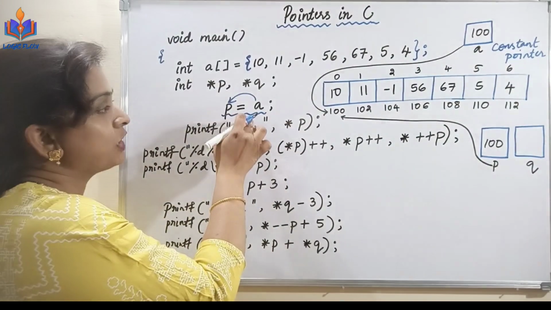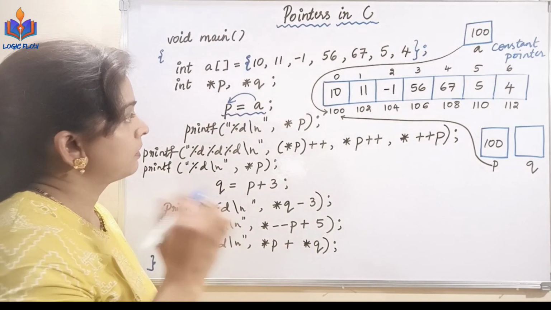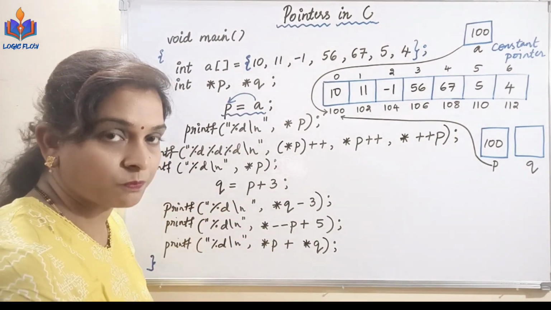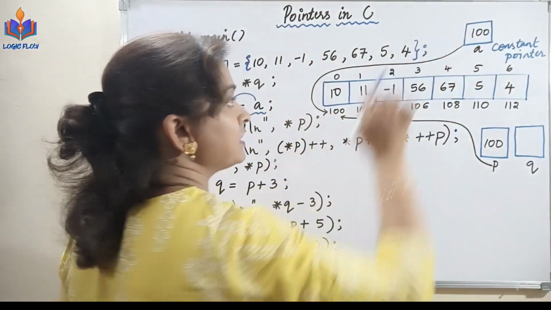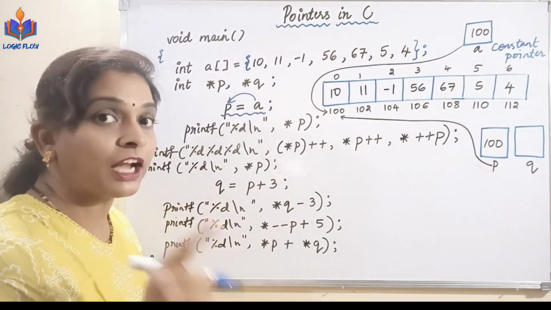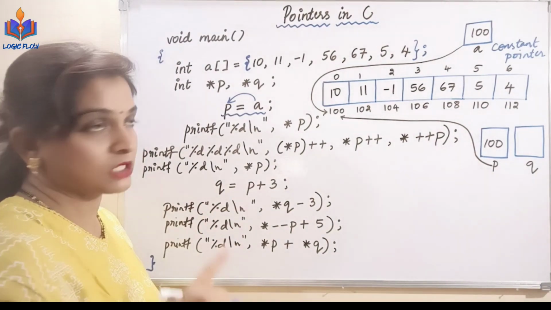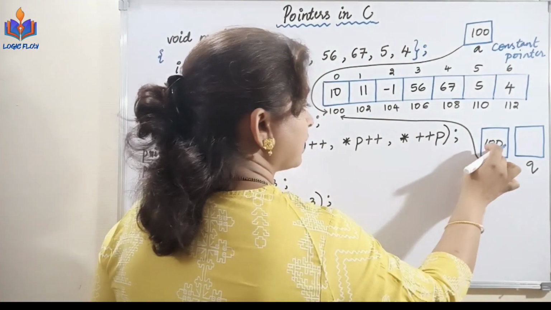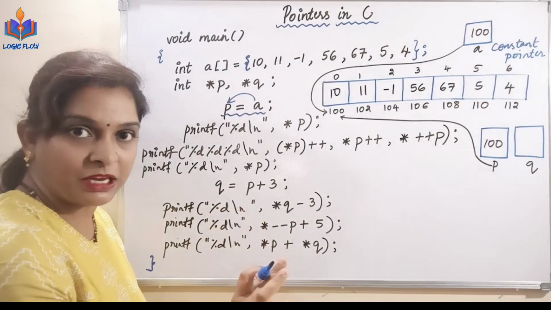So when I say P equal to A, I am storing the address of the first element into the pointer. That address of the first element is called the base address. What is the address of the first element? It is 100. So this value will be held in the array name. The array name acts as a constant pointer. It points to the base address, that is the address of the first element. Now when I say P equal to A, P is having 100. So this pointer P is also pointing to the first element.